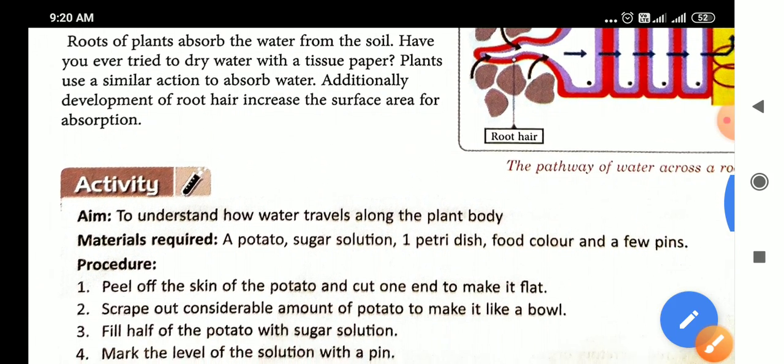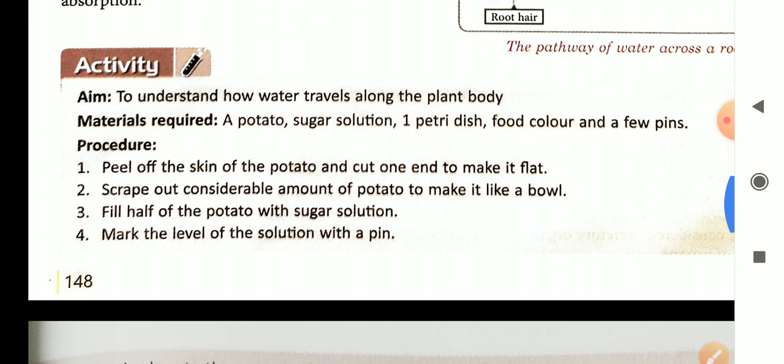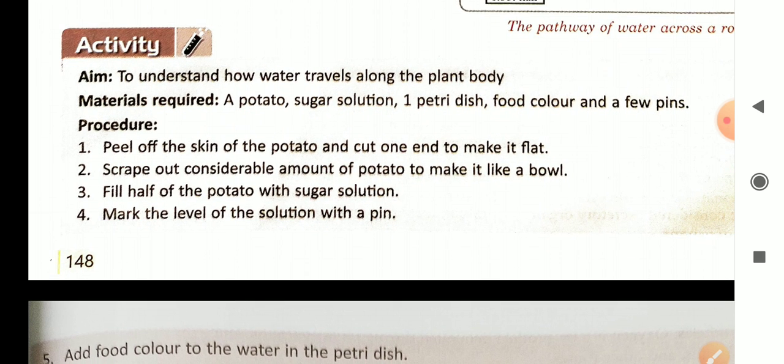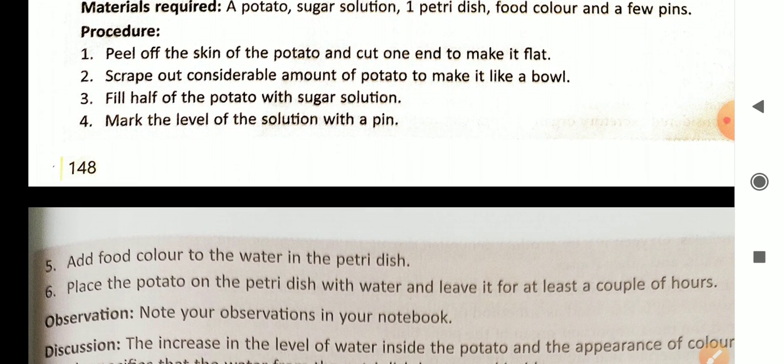So now one activity is here to understand how water travels along the plant body. Materials required are potato, sugar solution, petri dish, food color and few pins. Peel off the skin of the potato and cut one end to make it flat.